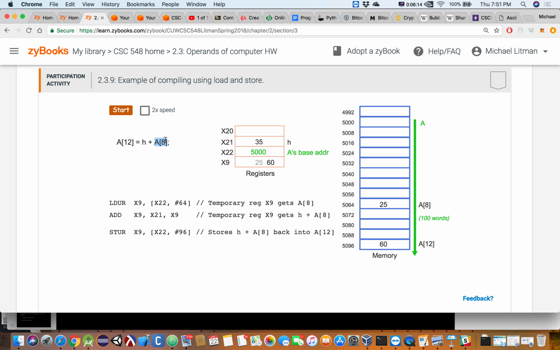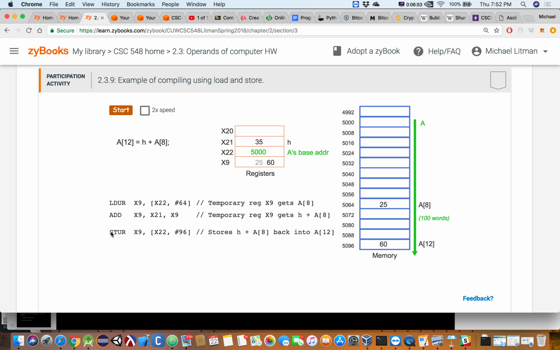All right? So we went ahead and grabbed bucket 8 of my array, which lives at an offset of 64 bits from the base address. So there's my 25, so I loaded that into X9. Okay, that's step 1. Step 2 is I'm going to take whatever's in X21, which was previously loaded earlier, and whatever's currently in X9, and add those together, storing the result back in X9. So that'll give me a 60 in X9, overwriting the 25.